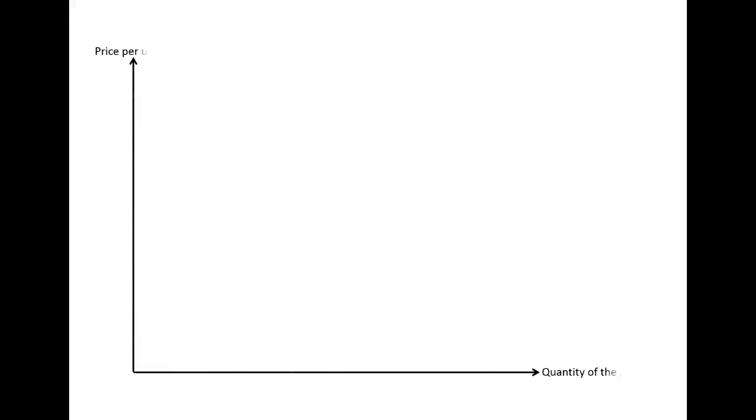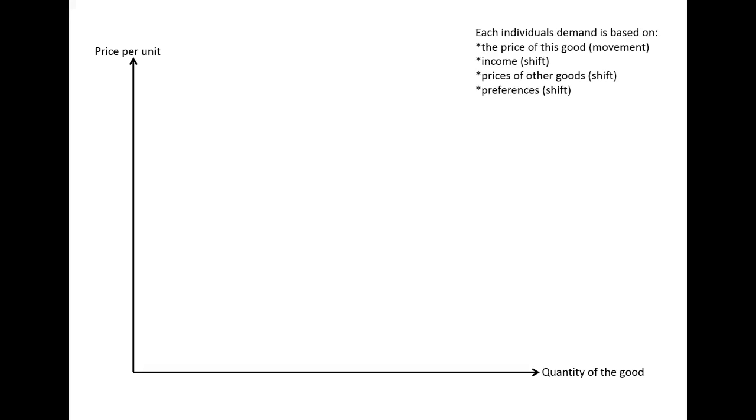The demand and supply function on a perfect competition market. So we start with the demand function. We will look at the quantity of a good that we're interested in and the price per unit of that good. And we see that each individual's demand is based on the price of the good. That's the movement on the demand function.